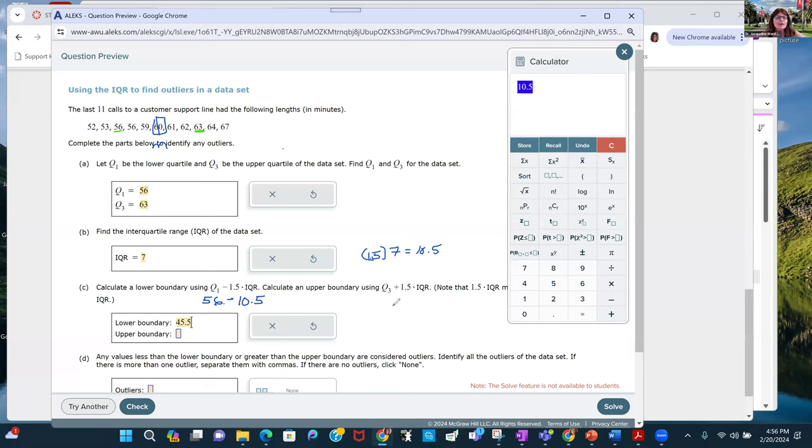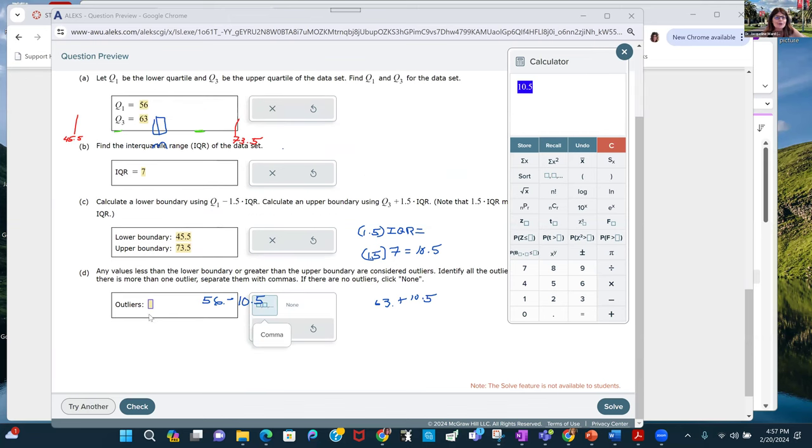All right. And then the next one, you have 63 plus the 1.5 times IQR, right? So plus 10.5. That's 73.5. Okay, so anything lower than 45.5? Nope. Anything higher than 73.5, right? We have a lower boundary of 45.5 and a higher boundary of 73.5, but there's nothing. So all that work, and there are no outliers.